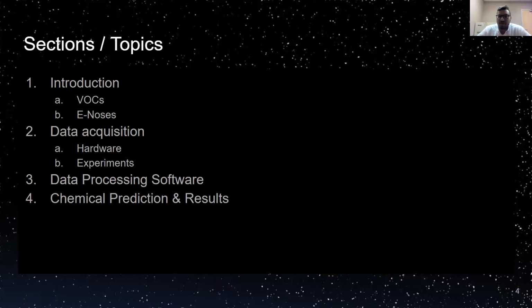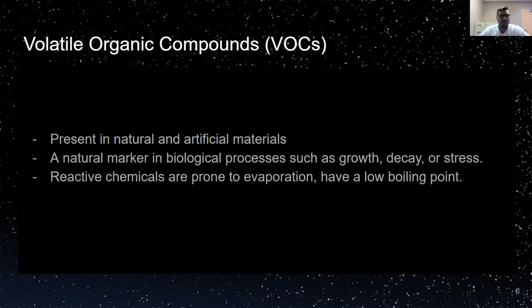So briefly, real quick, some of the sections we're going to go over. We're going to introduce VOCs and E-noses, then discuss data acquisition, so that's our hardware and experimental process, and then data processing software, and then finally, we'll see chemical prediction and the results. So again, introduce VOCs. What are they and why are they worth studying?